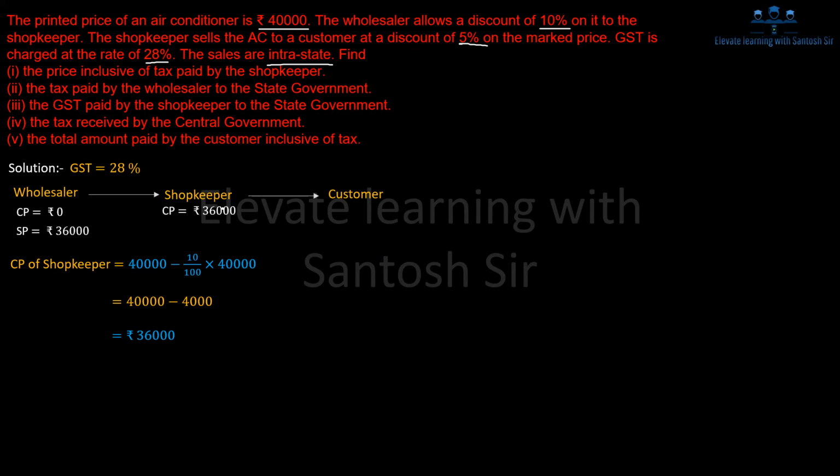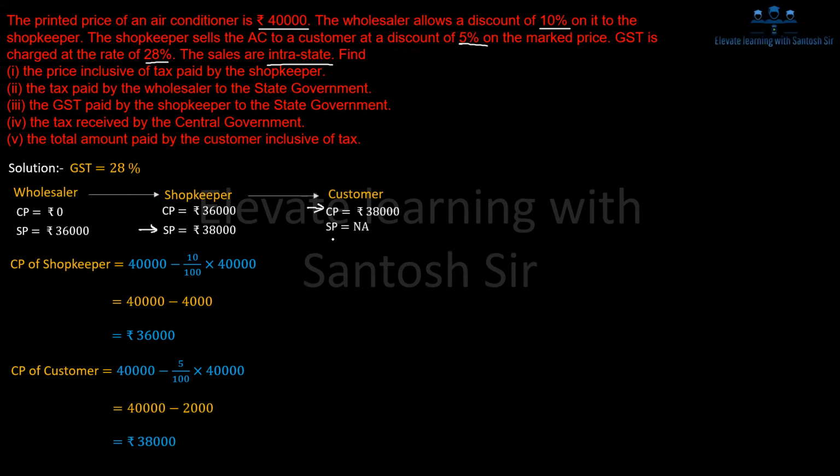Now, when shopkeeper sells it to the customer, he allows a discount of 5% on mark price. So selling price of shopkeeper or cost price of the customer can be 40,000 minus 5% of 40,000, which is nothing but 38,000. So SP of shopkeeper, which is equal to CP of customer, is 38,000. We don't know whether customer is selling it ahead or not, so we will just consider selling price not applicable for customer. Now this completes the chain.